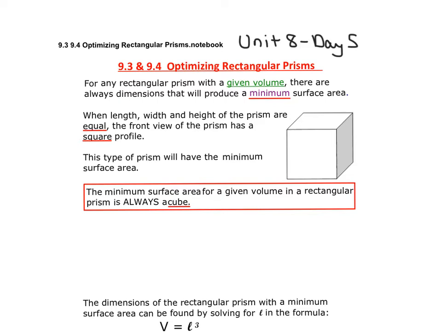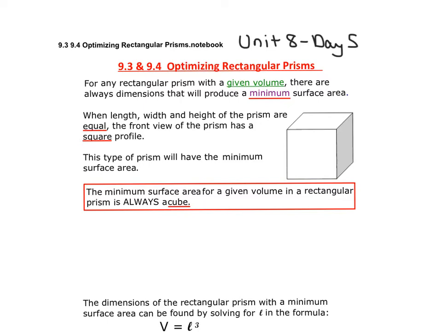So for any rectangular prism with a given volume, there are always dimensions that will produce a minimum surface area, okay? So you've got to think of it kind of vice versa. You're going to be given volume to solve for surface area, or you're going to be given surface area to solve for volume.